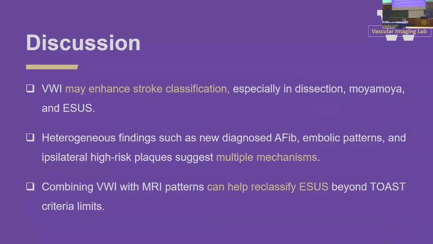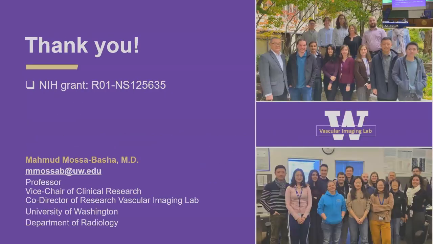So in terms of vessel wall imaging, it can enhance our stroke classification and our ability to visualize lesions that may be contributing to stroke, especially in the setting of specific vascular diseases as well as in ESIS category patients. In terms of etiologies, multiple patients will have multiple mechanisms, including AFib, a pattern of embolic stroke, as well as high-risk plaques ipsilateral to the stroke event. And combining vessel wall imaging with MRI patterns can help reclassify ESIS beyond the TOAST criteria that we use. Thank you so much. And here is Cristina, who wasn't able to make it here.